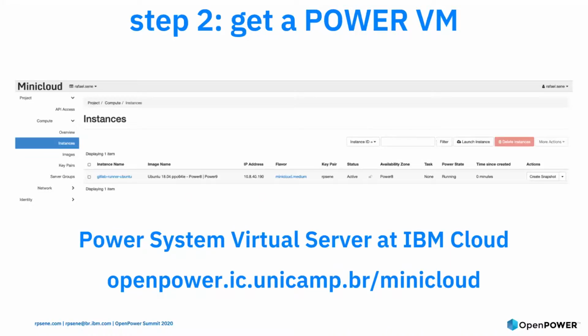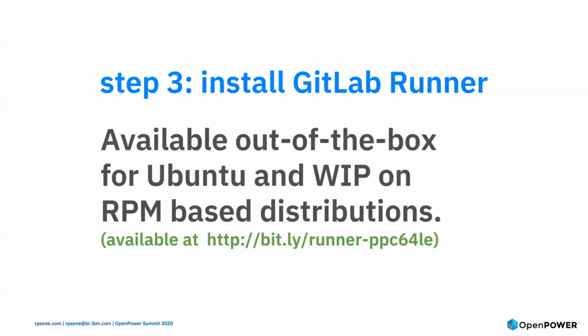So you have options to get your Power VM available, and then once you get the resource, you just need to install the GitLab Runner. If you're using Ubuntu on Power, GitLab Runner is available out of the box. It's part of the distribution. There is work going on to ensure that we have the RPM-based distributions supporting the GitLab Runner. But I have built a binary which you can copy to your RPM-based Linux distribution and use GitLab Runner there.